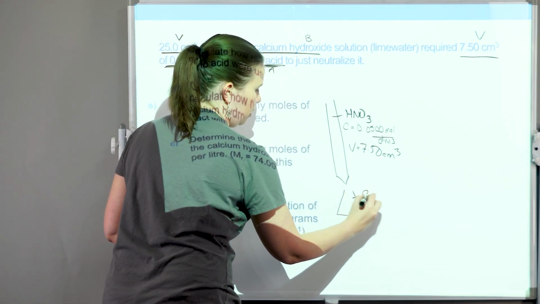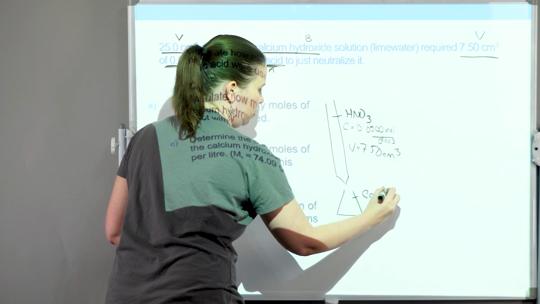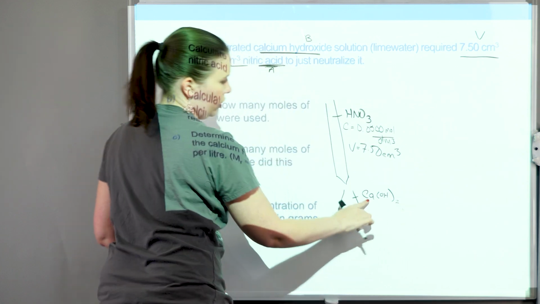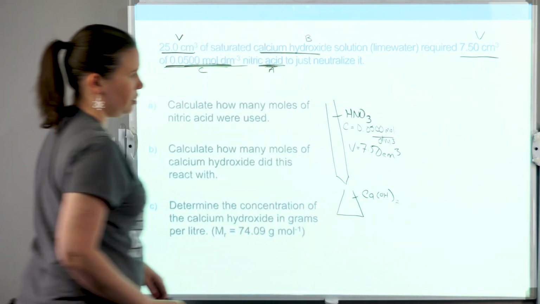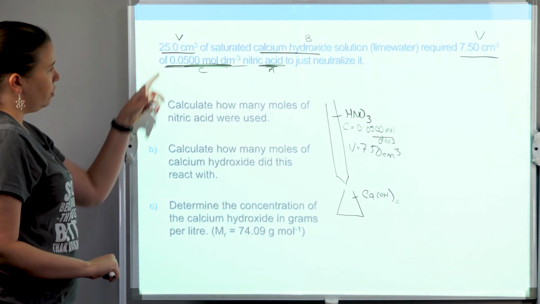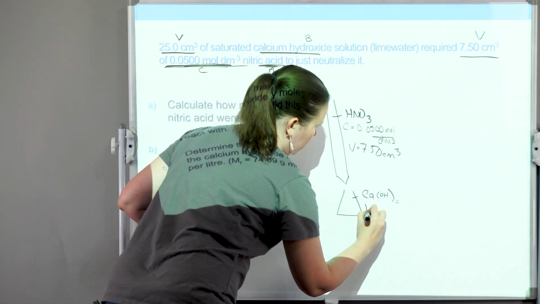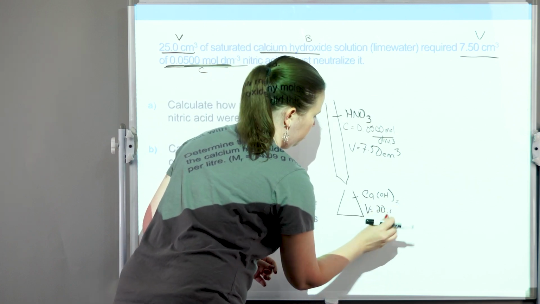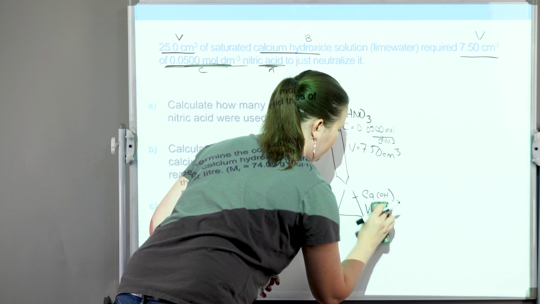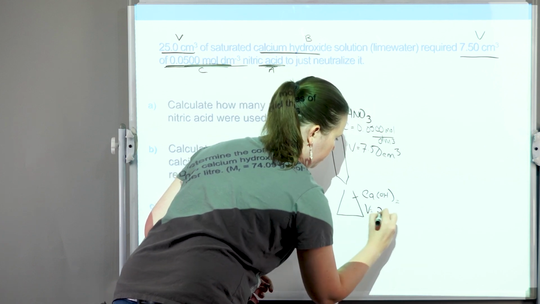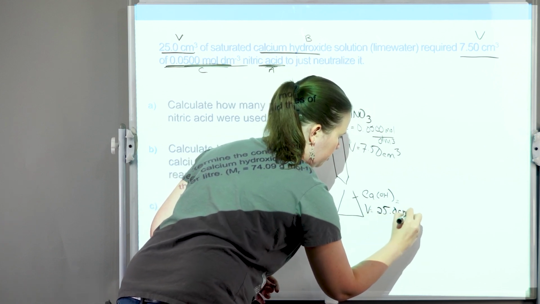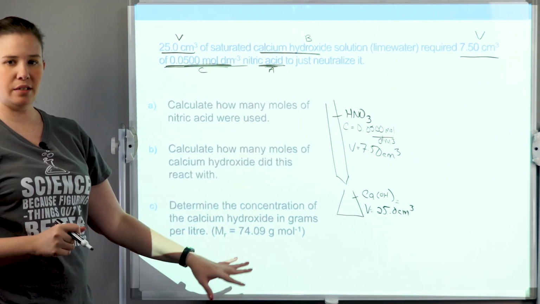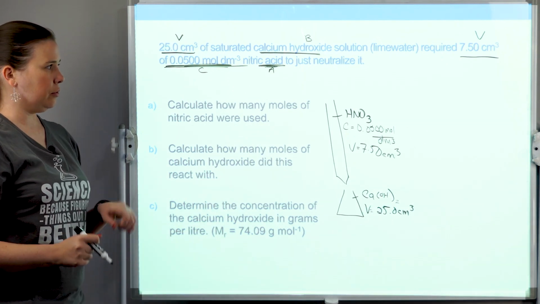Then that's going to drop into the Erlenmeyer flask, which would contain the substance of unknown concentration, the calcium hydroxide, Ca(OH)2. +2, -1, so I need 2 hydroxides. Watch your parentheses. The only thing I know about the calcium hydroxide is that the volume is 25.0 centimeters cubed.